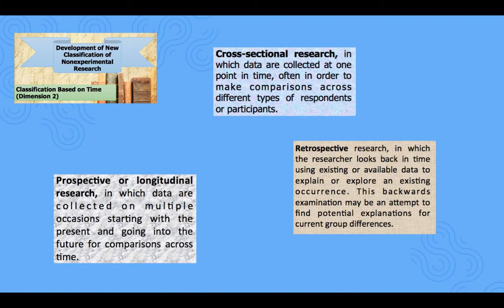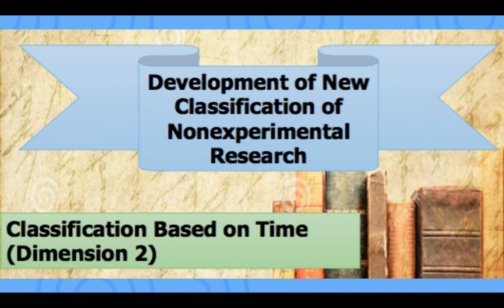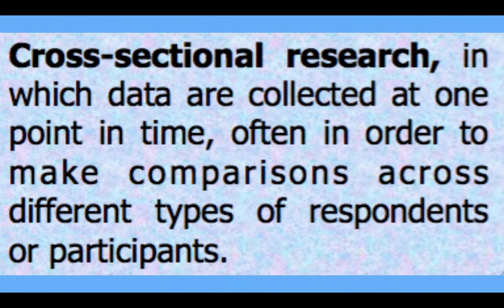So we're done with the first classification based on purpose and objectives. We will now proceed to the classification based on time. The first one is the cross-sectional research, in which the data are collected at one point in time, often in order to make comparisons across different types of respondents or participants.